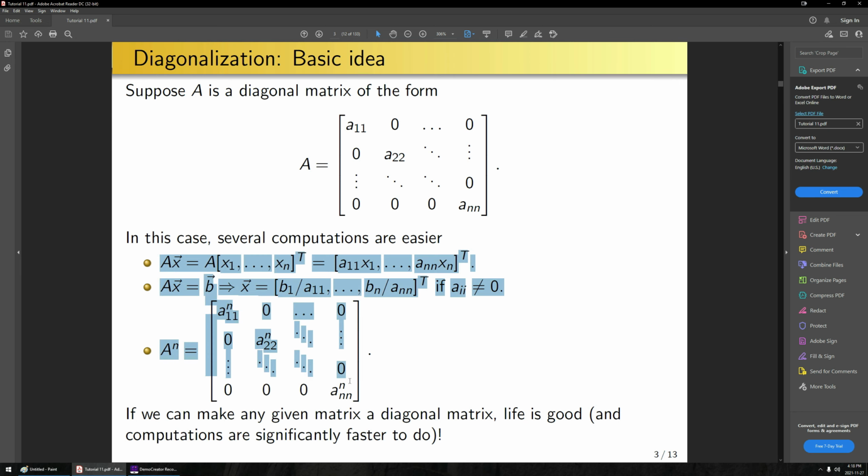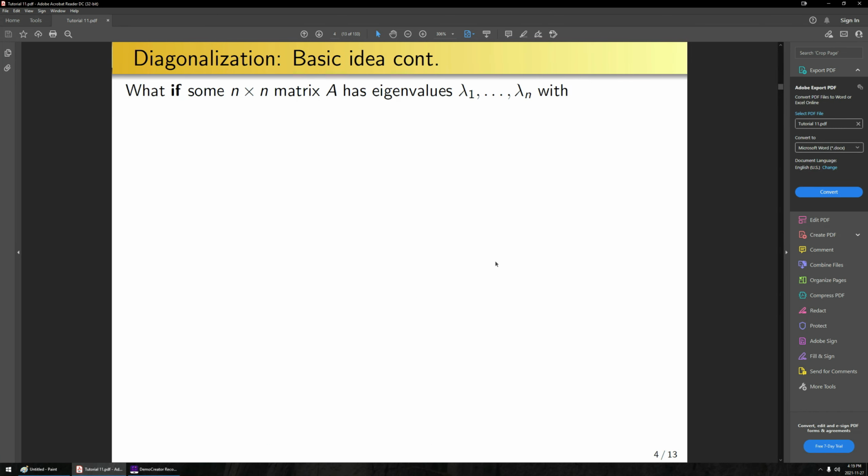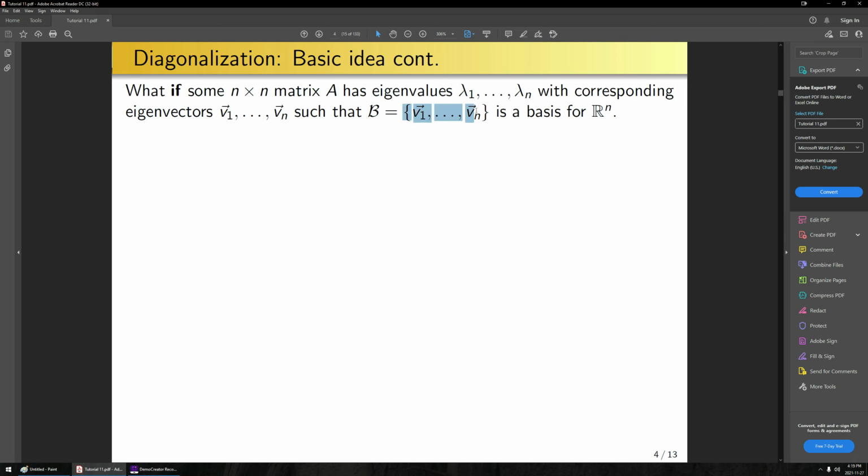Computers really rely on being able to diagonalize things to make things really nice. And when you can't, then things are quite slow in comparison. Okay, so let's start out with an assumption here. What if some n by n matrix A has eigenvalues lambda 1 up to lambda n, with corresponding eigenvectors v1 to vn, such that this collection of all the eigenvectors is a basis for R^n? Note that these lambdas need not necessarily be distinct, but I do need to have this basis for all of the stuff that I'm going to do to hold. Well, let's find out what happens.